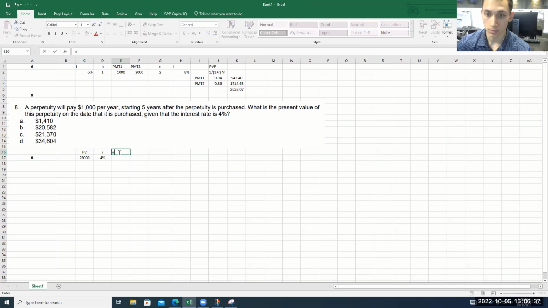And our N is actually going to be 4 instead of 5 because it doesn't start paying until 5 years, but we have to take into consideration those other 4 years. Where they're really confusing on this one is they don't tell you if it starts at the beginning of year 5 or the end of year 5. The beginning of year 5 is in 4 years. The end of year 5 is in 5 years. It doesn't clarify. It said to assume ending.